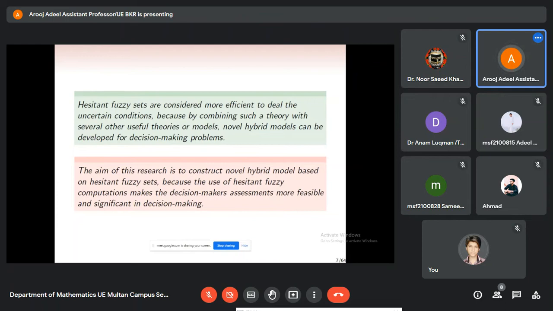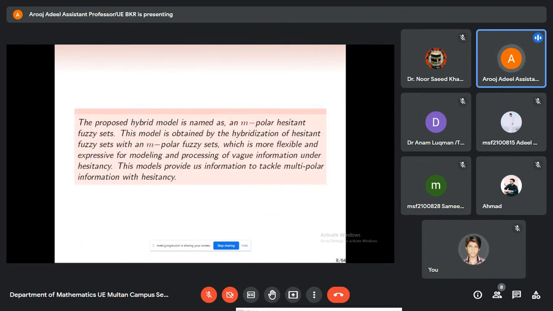The aim of this research is to construct a novel hybrid model based on the hesitant fuzzy set, because the use of hesitant fuzzy computations makes the decision-maker assessment more feasible and significant in decision making. The proposed model is named the M-polar hesitant fuzzy set. This model is obtained by the hybridization of the hesitant fuzzy set with an M-polar fuzzy set, which is more flexible and expressive for modeling and processing vague information under hesitancy. This model basically provides us the means to tackle multipolar information with hesitancy.